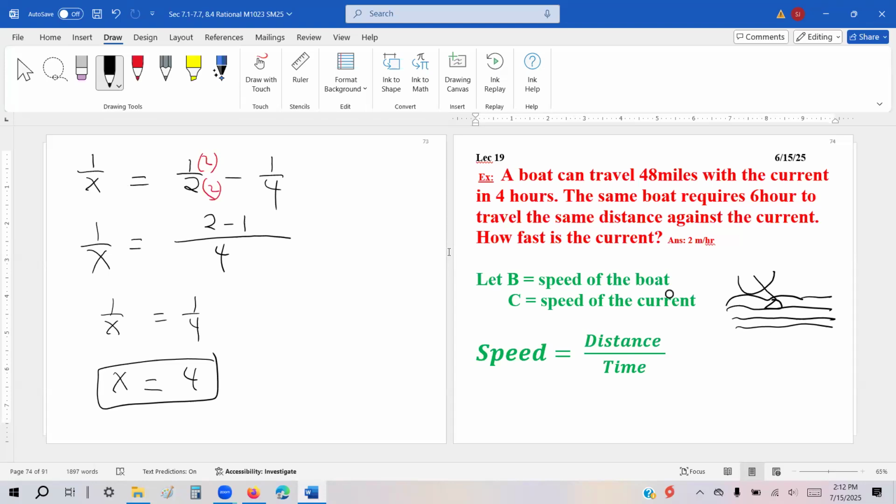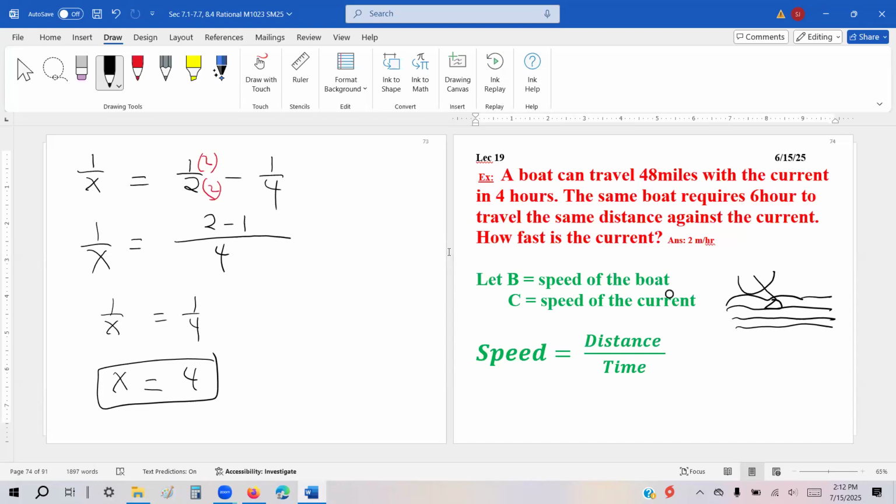Either you're going with the current, but the current is flowing one way and you are going the other way, just against the current. So if you're going with the current, you have faster speed. If you're going against the current, you have slower speed. We get faster speed because your speed and the current speed, they both add up and we get faster.